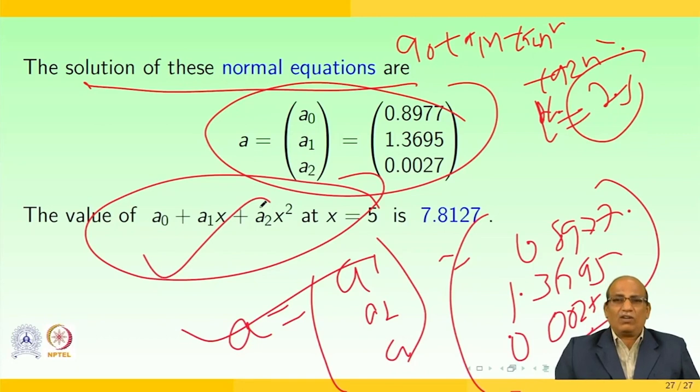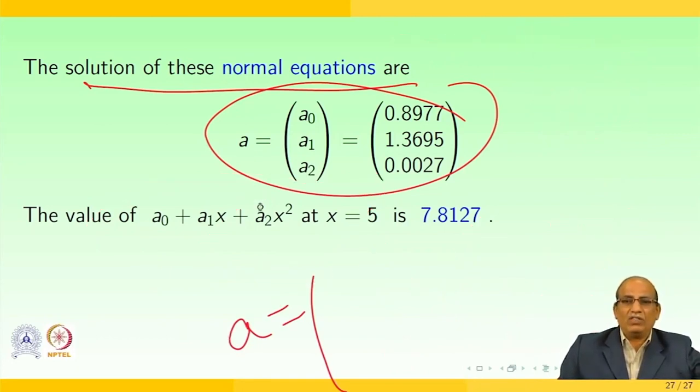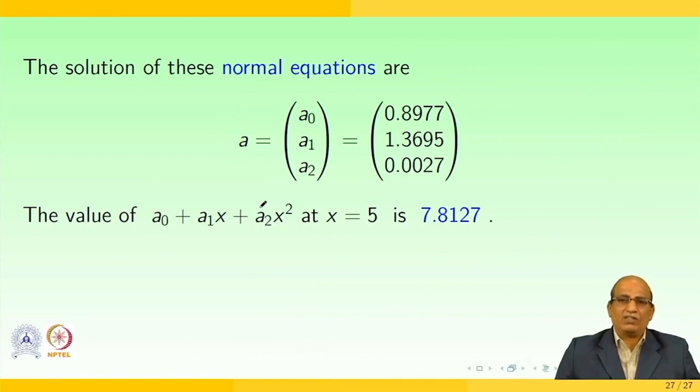So in today's lecture, what we learned is how we can fit these normal equations, and how the residue can be minimized with respect to the two norm, that is the Euclidean norm. So I will stop at this stage.